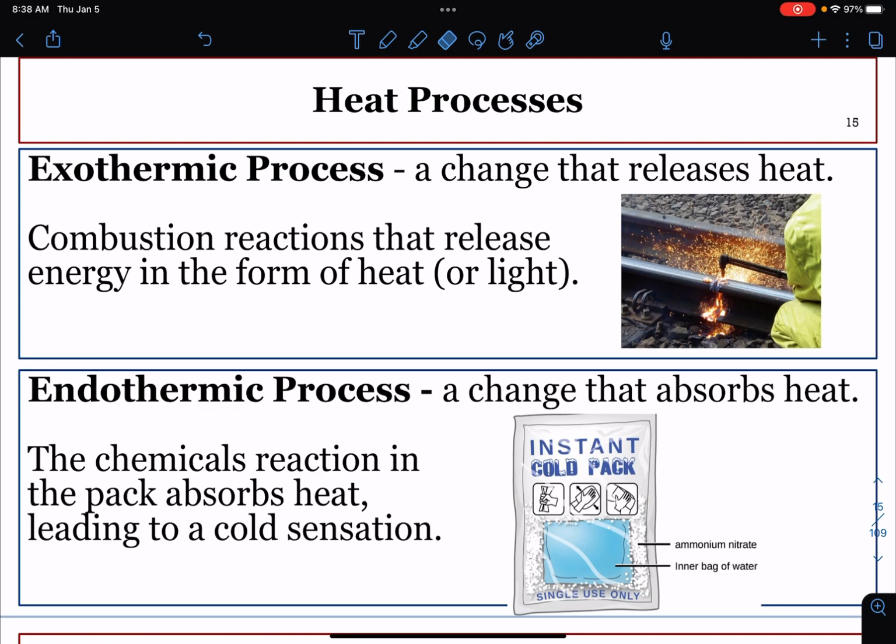A great example of this is an instant cold pack found in most first aid kits. When you squish the pack, you are breaking the seal that was separating the two chemicals inside. One chemical is water, and the other is ammonium nitrate. When these two chemicals react together, they absorb energy from the surrounding environment, which is why your skin feels cold if you touch this cold pack. The chemical reaction taking place inside the pack is drawing energy from your body, leaving your body feeling cold.